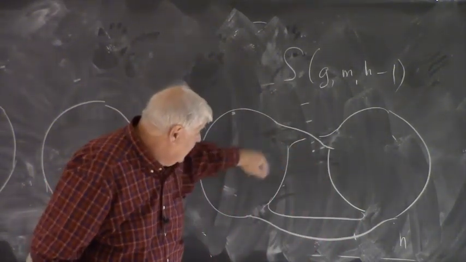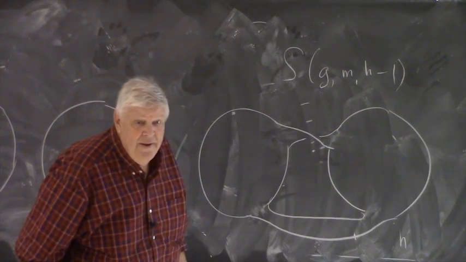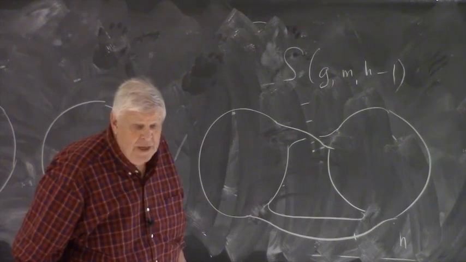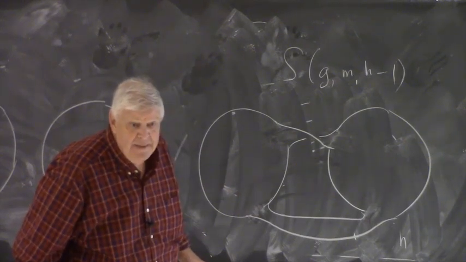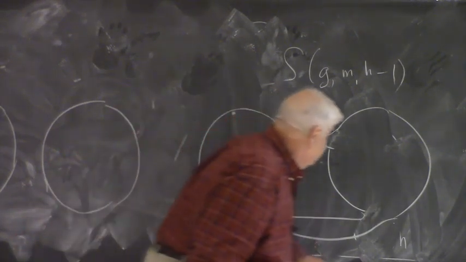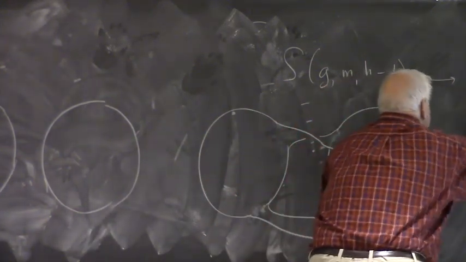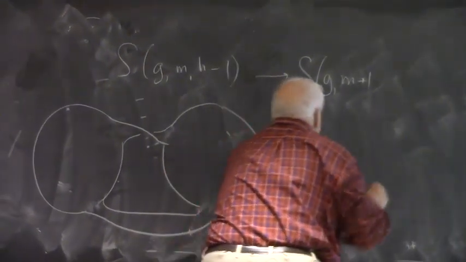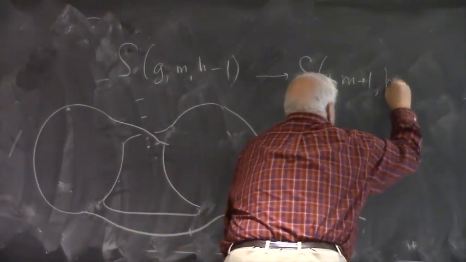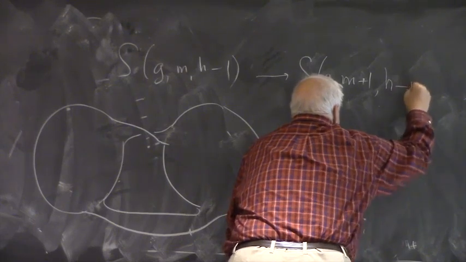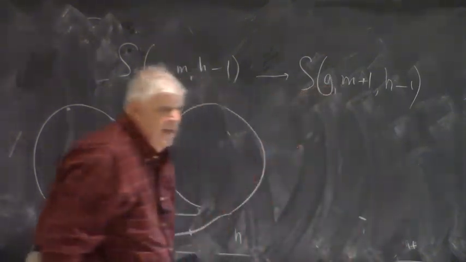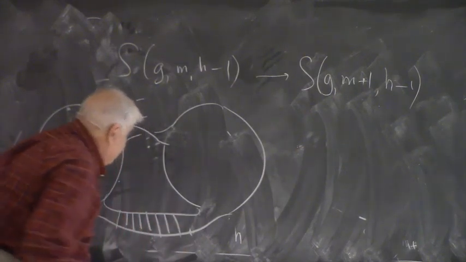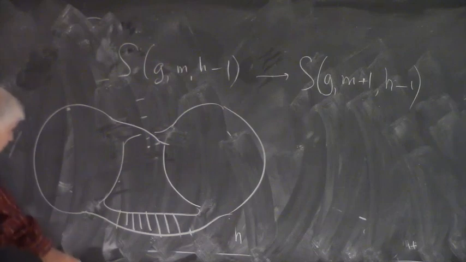But now it is attached to one connected component. So we know what happens when we do this. Precisely my previous operation. So this makes it S, G, M plus 1, H minus 1. And then I want to attach this back. What do you think about this?